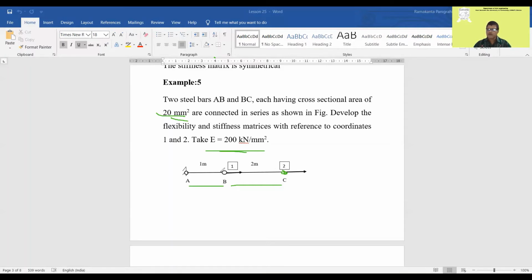Now, as you know, in case of trusses, there will be no moments. They are frictionless hinges, so they cannot carry any moment. They will be subjected only to axial forces. There will be translations, but there will be no rotation here. Rotation will be equal to 0. Now member AB is 1 meter, member BC is 2 meter, and this is coordinate 1 at B, coordinate 2 at C. So let us start solving the problem and developing the stiffness matrix.